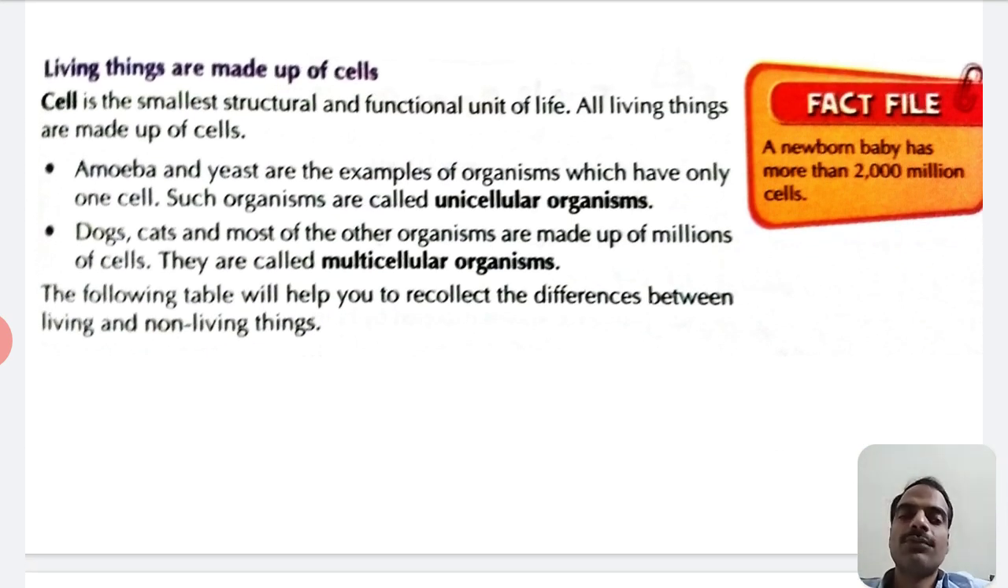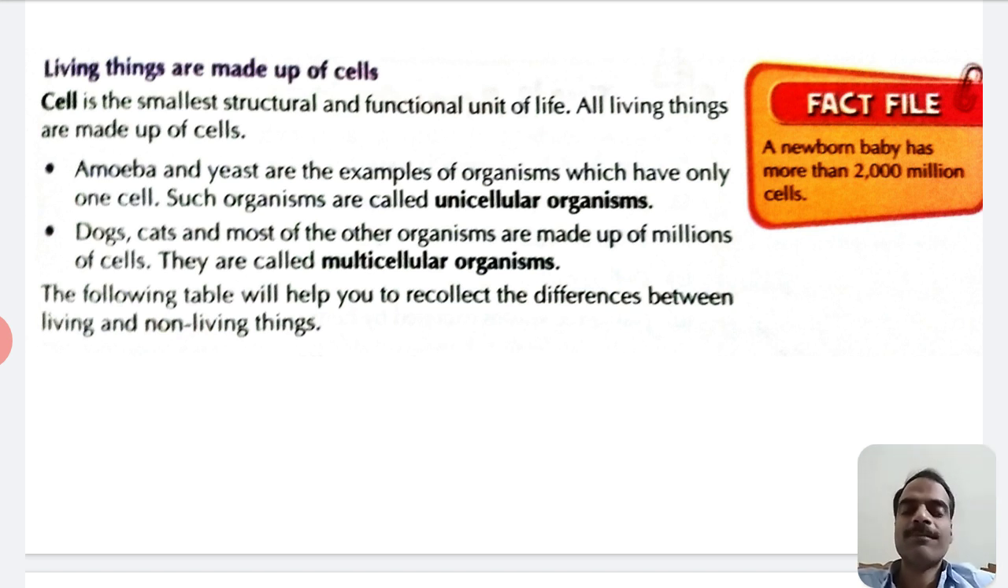Living things are made up of cells. The next characteristic is that all living things are made up of cells. What does it mean? The plant body or animal body is made up of cells. A wall is made up of bricks. Bricks are called the fundamental unit of the wall. In the same way, an animal body or plant body is made up of cells. So cells are called the functional unit and structural unit of life.